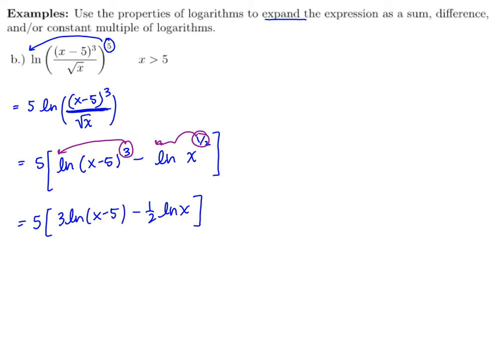And we can get rid of those brackets by distributing the 5. 5 times 3 is 15 times the natural log of x minus 5 minus 5 times 1/2, 5/2, and the natural log of x. So we've taken a big complex logarithm and expanded it into 2 simpler logarithms. We do this in calculus before we take a derivative. It's easier to differentiate this than it is to differentiate that by a long stretch. So these are good skills to cultivate.